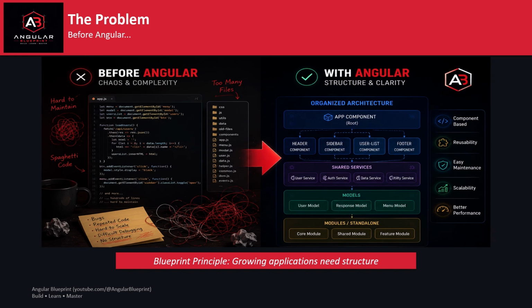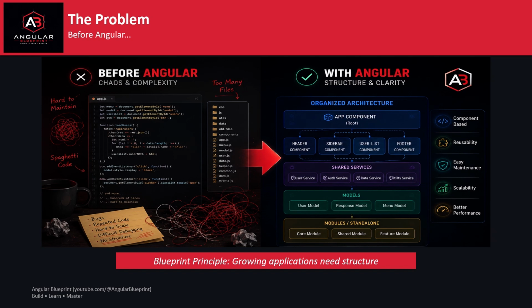You start adding new pages, more features, API calls, forms, authentication, dashboards, and reusable UI elements. Suddenly, the project contains hundreds of files, logic gets scattered across the code base, and maintaining everything becomes increasingly difficult. The challenge isn't JavaScript itself, it's organizing a large application in a way that's easy to build, maintain, and scale. That's exactly the problem Angular was created to solve.